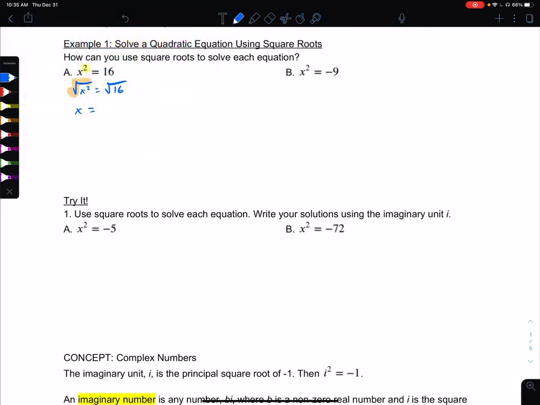And then the square root of 16, here we're going to have positive and negative 4, because both 4 times 4 is 16 and negative 4 times negative 4 is 16. So these would be our two solutions.